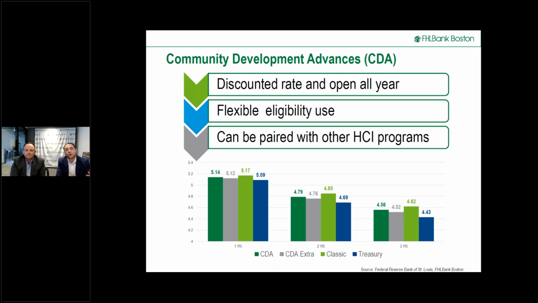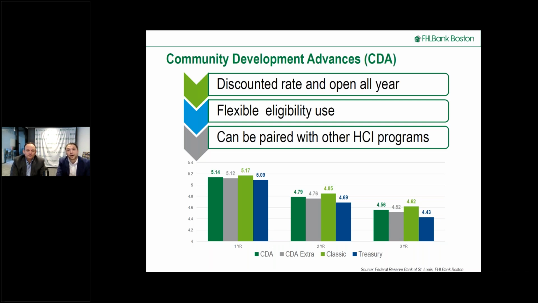But below in the graphic, I just wanted to highlight our CDA extra rates next to our classic advance rates and the treasury rate. There are two points I wanted to make. First, I wanted to show how closely you are borrowing to treasuries along the 1 year, 2 year, and 3 year. You can see it's a very tight spread to treasuries if you can get the CDA extra rate.